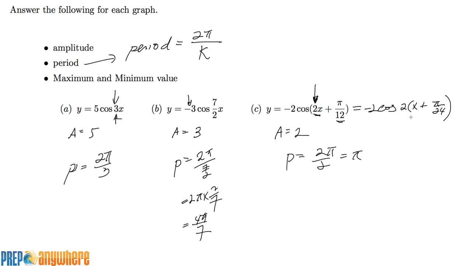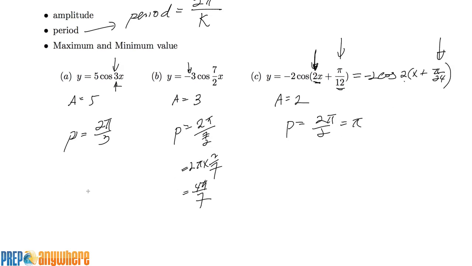And the reason why you want to do this, I didn't ask it in this question, but this is the proper phase shift. A lot of students make the mistake of saying that pi over 12 is the phase shift, right? And that would be a mistake because you didn't factor out this 2. If you factor out the 2, you get the proper phase shift.